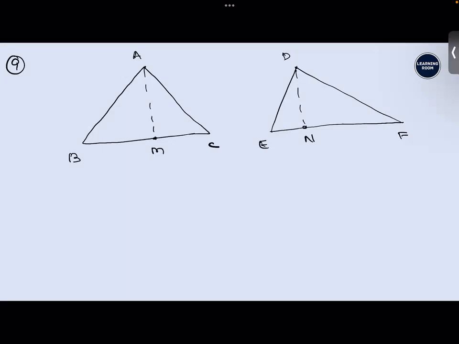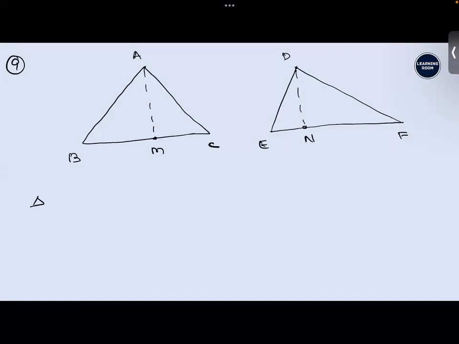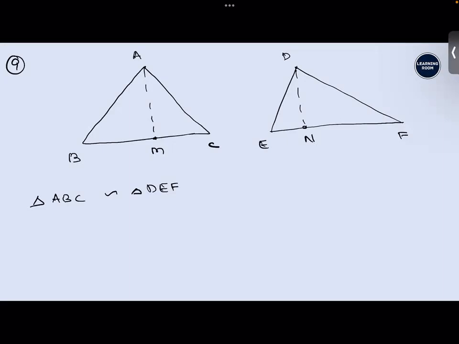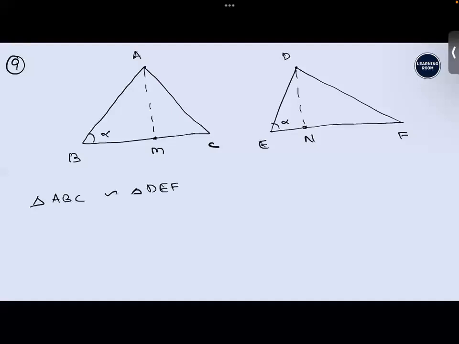Or what did they ask? If you have two similar triangles, for example, which two triangles are similar here according to the way we constructed? Maybe triangle ABC is similar to triangle DEF. If you want to say that they are similar, then what should happen? If this is alpha, this should be alpha. This is beta, this should be beta. And if this is gamma, this should also be gamma.